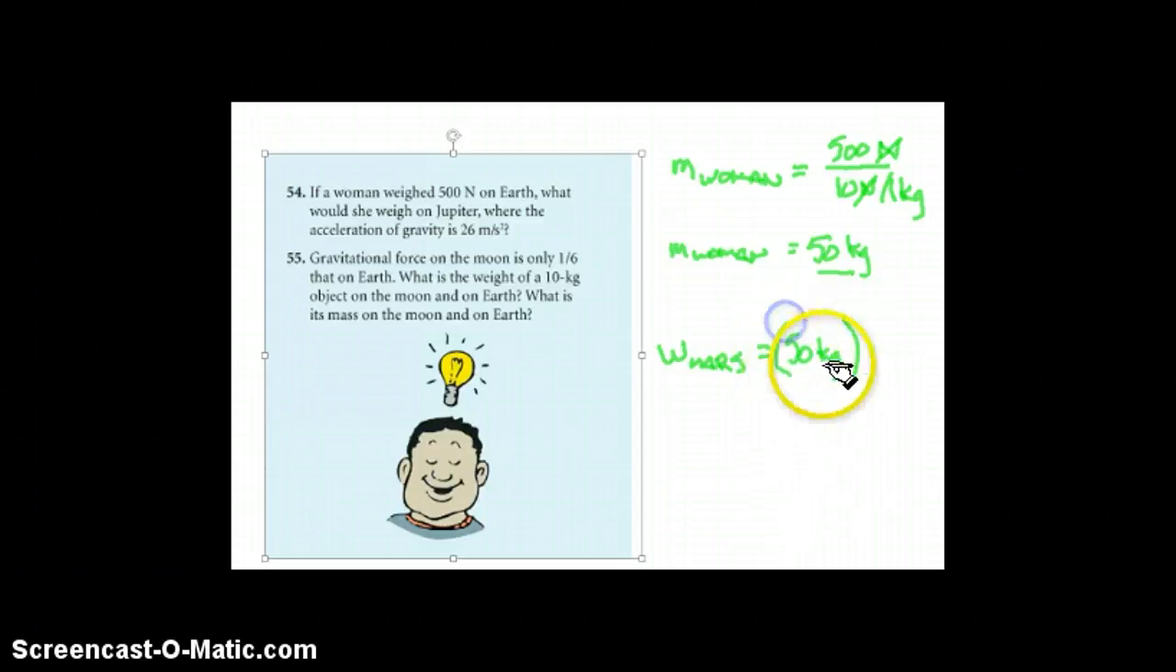times the acceleration due to gravity, which in this case on Jupiter is 26 meters per second squared. And a kilogram meter per second squared is the same thing as a newton. So when we take 50 times 26, we get 1,300 newtons. Therefore, this woman weighs 1,300 newtons. She weighed 500 newtons on Earth. She weighs over 2.5 times as much on Jupiter, because Jupiter, being so much bigger than Earth, has a much stronger pull of gravity, so she's going to weigh more.